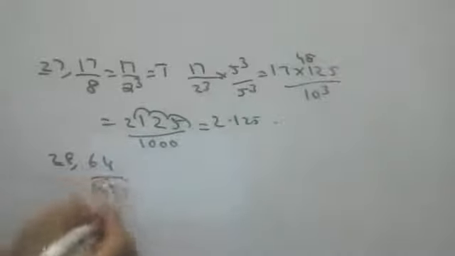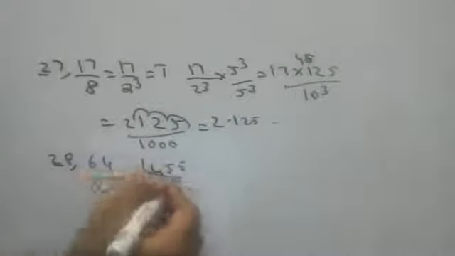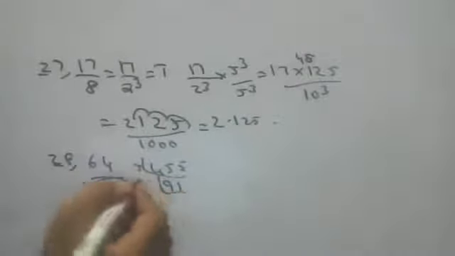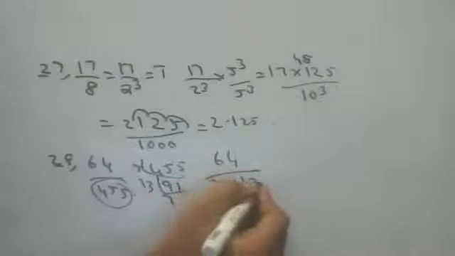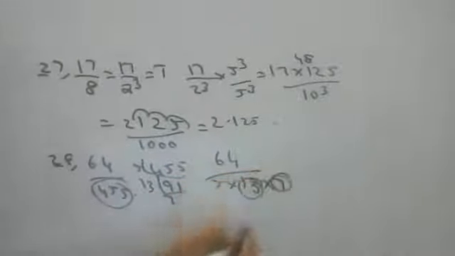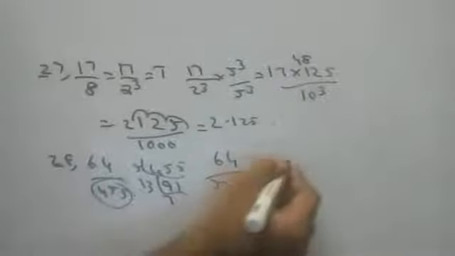Okay children, some more sums. 64 by 455. Prime factorization of the denominator, children. What will you get? 5 9s are 45, 5 1s are 13, 7s are 91. 64 by 5 into 13 into 7. What are these numbers? Prime numbers. So it is non-terminating.